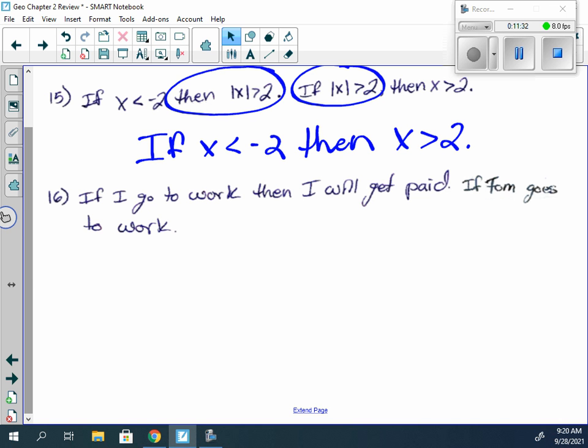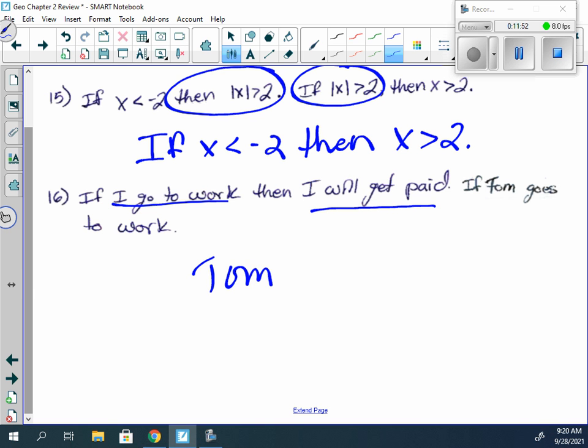Because Tom goes to work is showing that the hypothesis is true. If the hypothesis is true, then the conclusion must also be true. So if I go to work, then I will get paid. The hypothesis is going to work. Because if you go to work, then you will get paid. Tom went to work, so Tom will get paid.